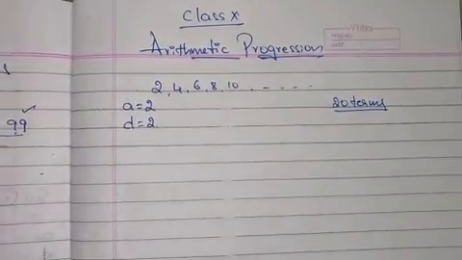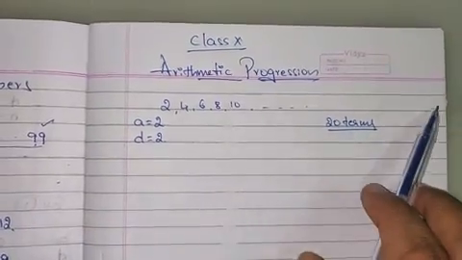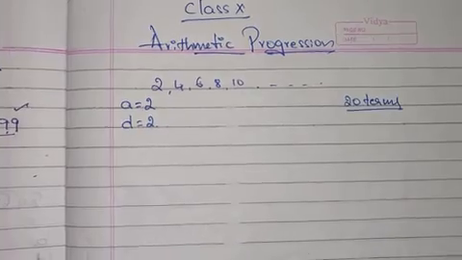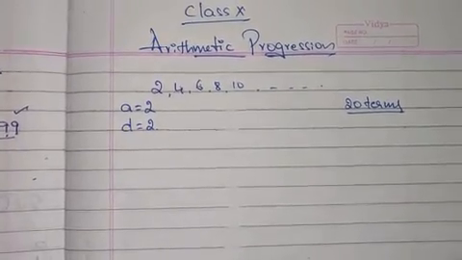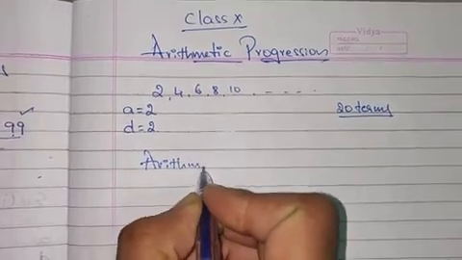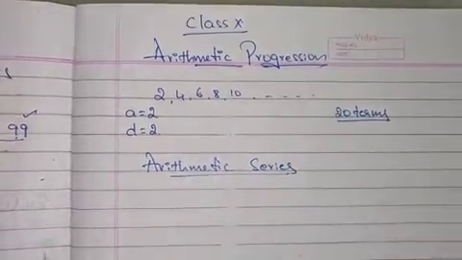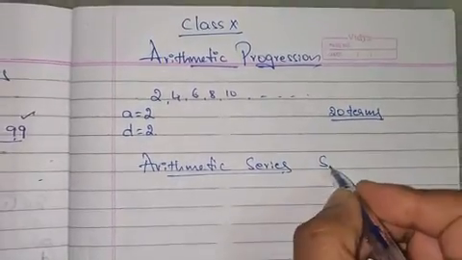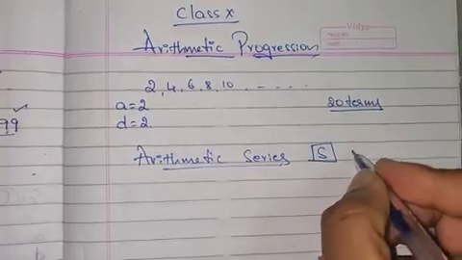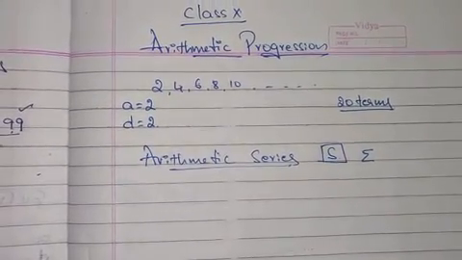So it will be difficult or it will be a lengthy process to go on adding the terms till 20 terms. So do we have any method, any simple method to find this? This can be also called as arithmetic series. And we consider S, that is sum. It can be also taken as the symbol sigma, that is summation.